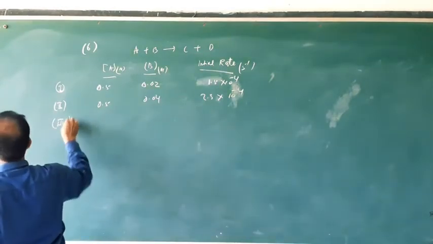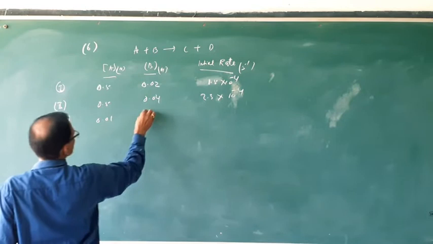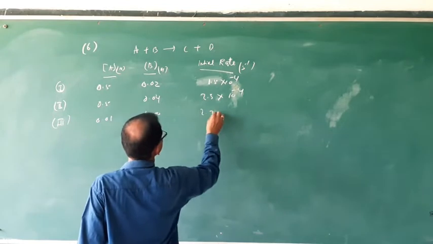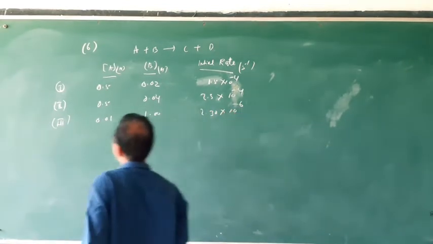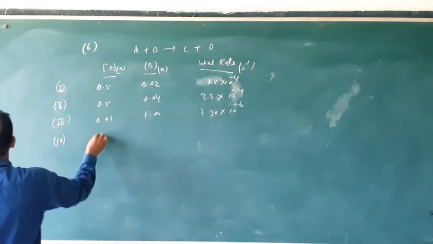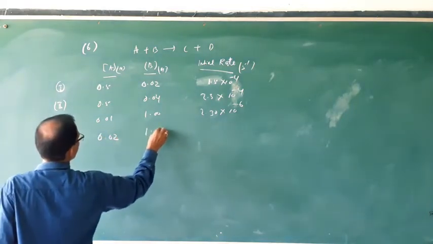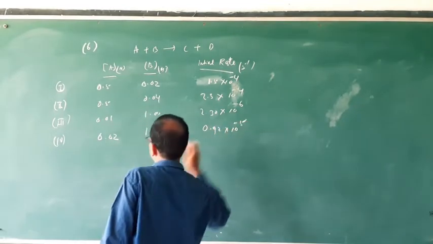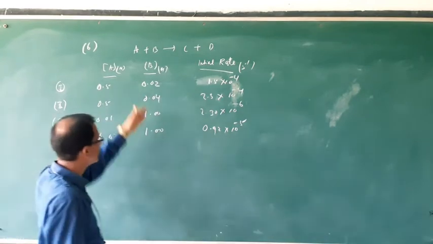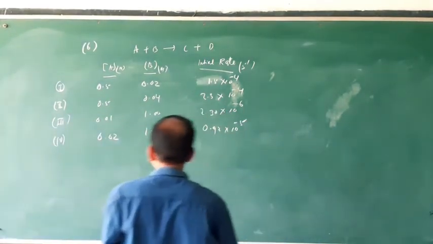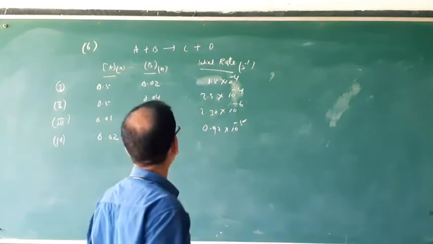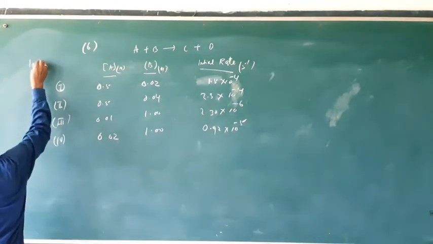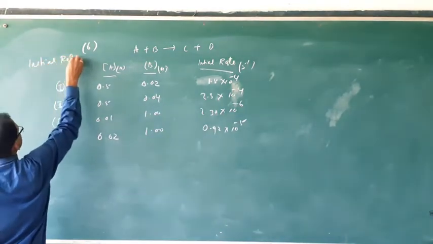Third experiment: 0.01, 1.00, then 2.30 into 10 to the power minus 6. Fourth experiment: 0.02, 100 B value, 0.92 into 10 to the power minus 5. These are the data given: concentration of A, concentration of B, and the rate. This type of problem is called calculation of order by the initial rate method.